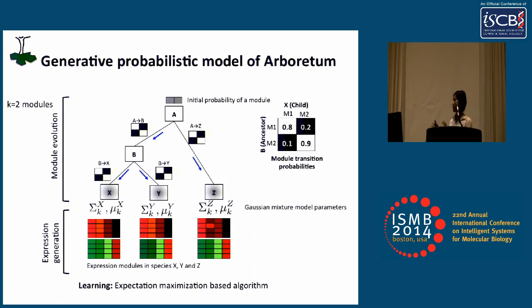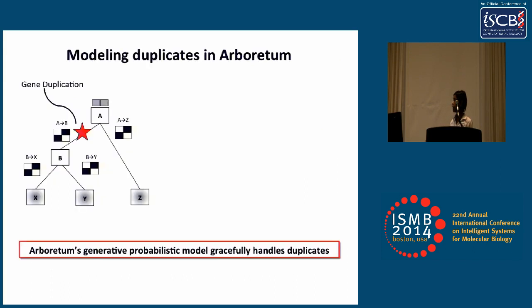Okay, so that's the general framework, the algorithm, and when it comes to applying it to data, there are some other steps. So one other thing that is novel about Arboretum is the ability to model gene duplications. So, again, the first talk did a very good job of explaining all of the challenges that arise when gene duplication happens. So let's assume that you have a gene duplication between species A and B. The question is, what do you do in this kind of a situation?